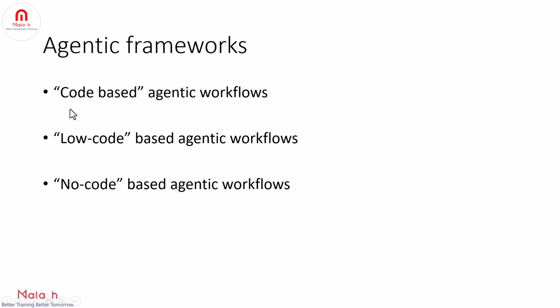The first one is code based agentic workflows, then low code based agentic workflows, and the last one is no code based agentic workflows. So as the name suggests, here it is for programmers, that is code based. Low code means it is a mix of both config and code based. No code means there is no coding involved in these frameworks.